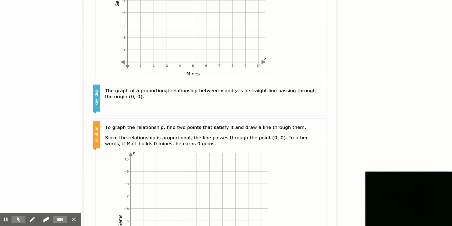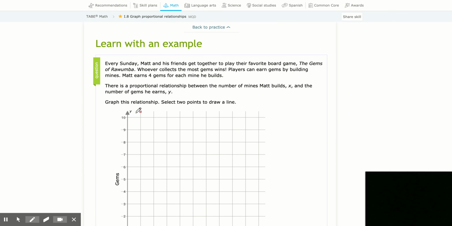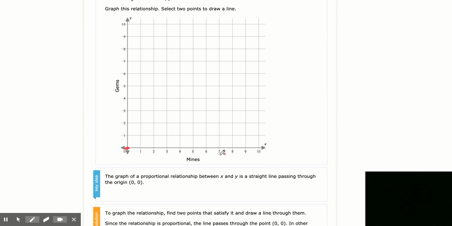All right, remember that the graph of the proportional relationship between x and y is a straight line, and it has to pass through the origin (0, 0), which is right here. And also remember that this proportional relationship, or this straight line that we're going to have, that's also called the slope.